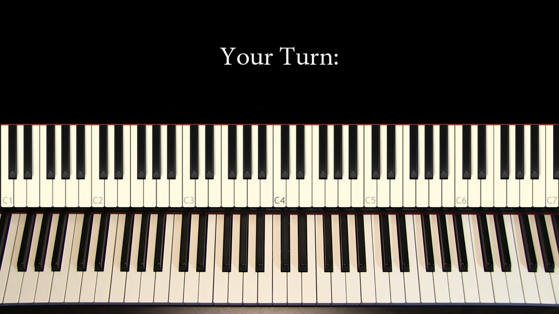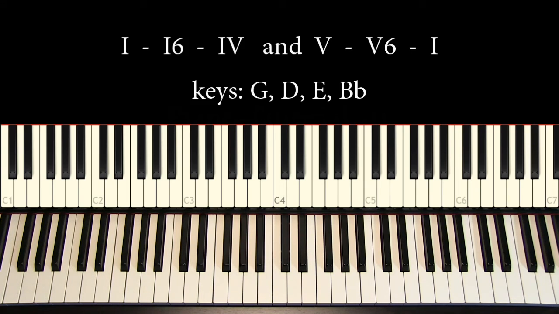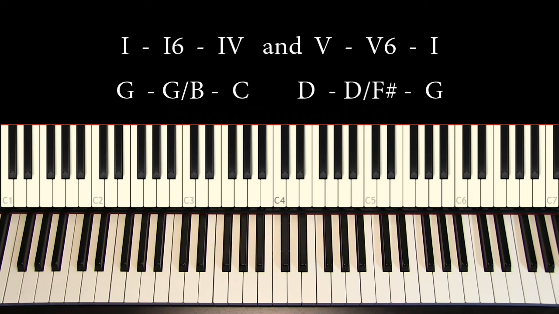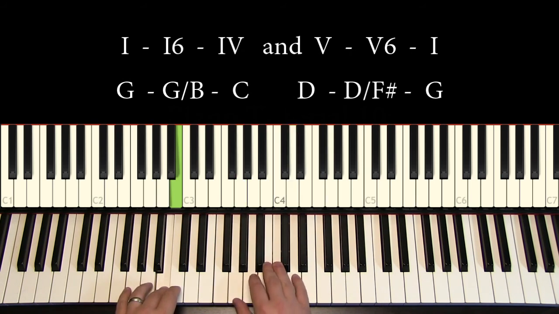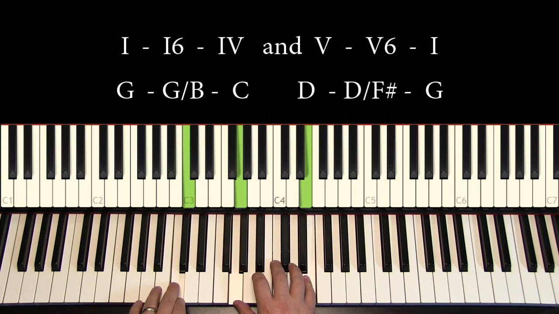Okay, it's your turn. Play the 1, the 1-6, that means the first inversion of the 1, and the 4, and then play the 5, the 5-6, and the 1 in the following keys: G, D, E, and B flat. Okay, let's play the 1, the 1-6 to the 4 in the key of G. So here's G. Now the 5, the 5-6 to the 1.